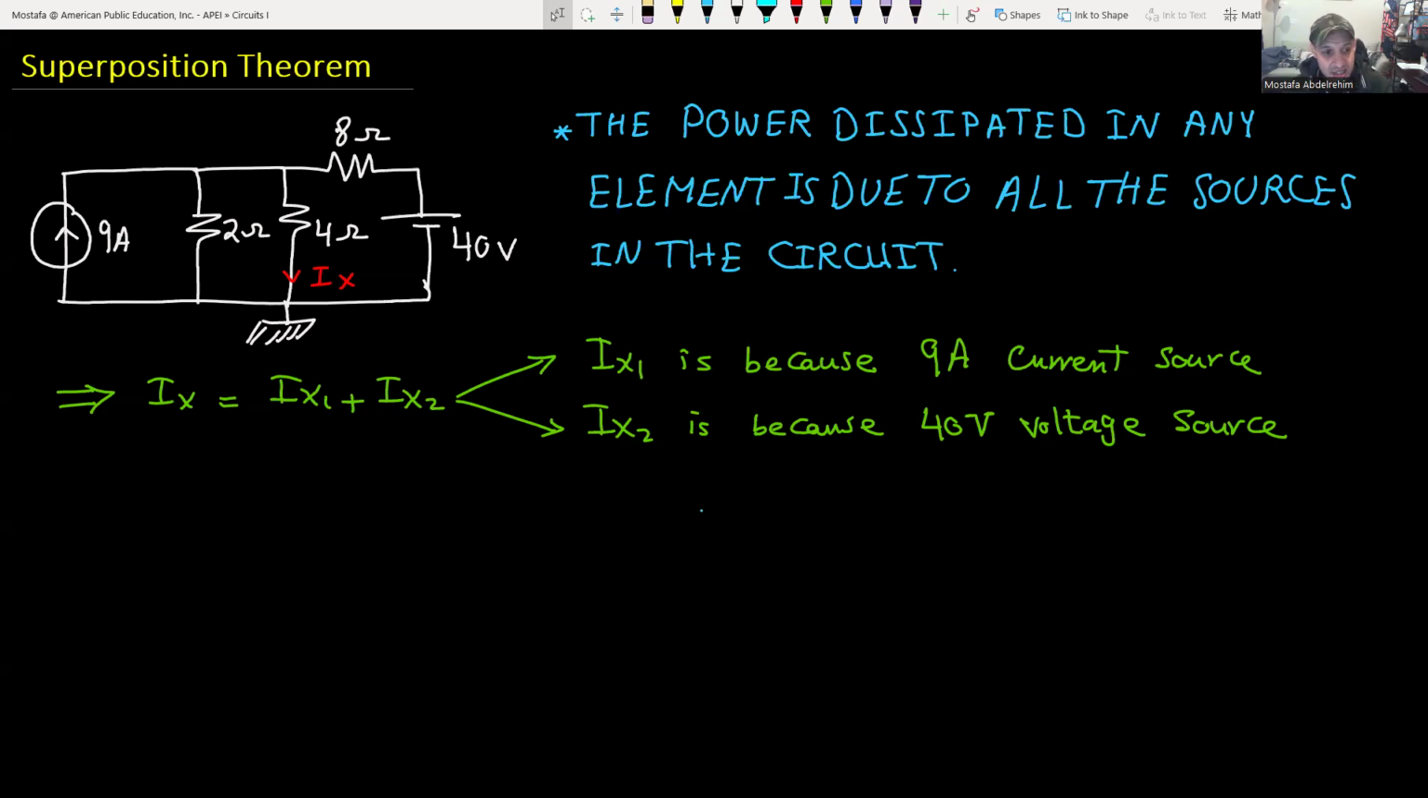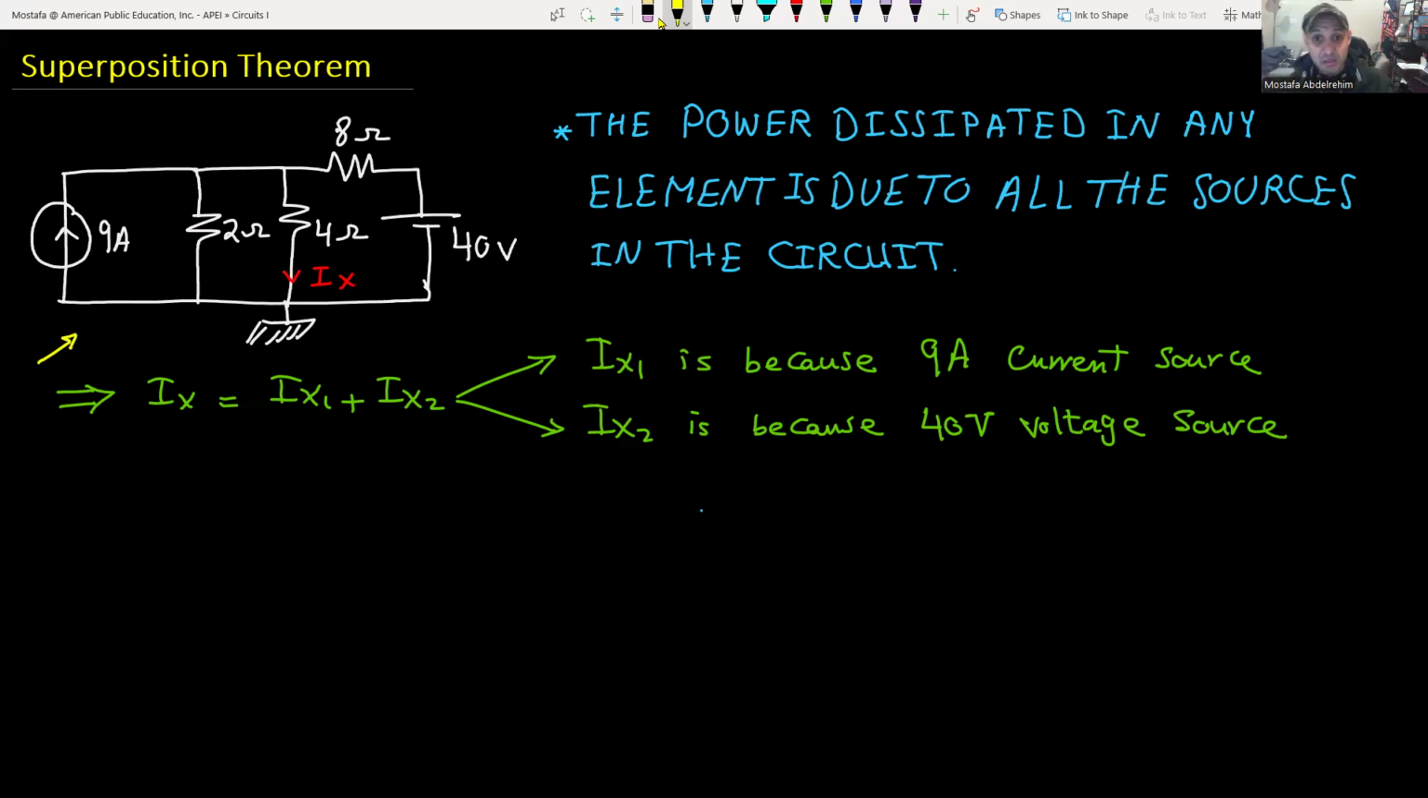It just says that the power consumed or dissipated in any circuit element is because of all the sources in the circuit. So let's have an example. In this circuit, we have three elements: the 2 ohm, 4 ohm, and 8 ohm, and we have two sources: the 40 volt and the 9 ampere current source. Any power dissipated in any resistor, like the 2 ohm, 4 ohm, or 8 ohm, is coming from two sources: the 40 volt voltage source and the 9 ampere current source.